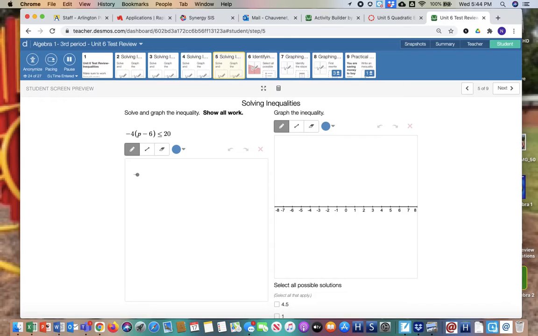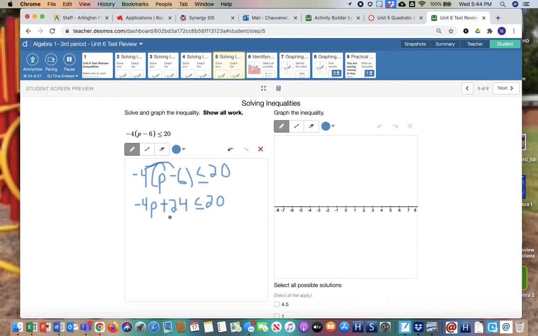All right, one last scenario to solve here in this way. So now we see this problem. Right away when I see that -4 on the outside, I'm going to think, hey, I need to multiply, aka in this case, distribute. So I'm going to distribute the -4 to both of these. -4 times p is -4p. -4 times -6 is +24 is less than or equal to 20.